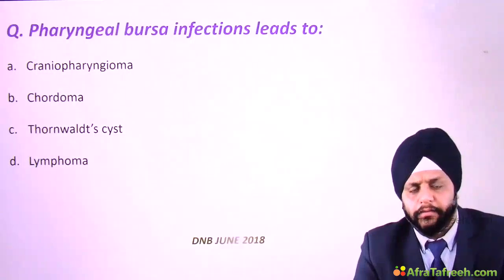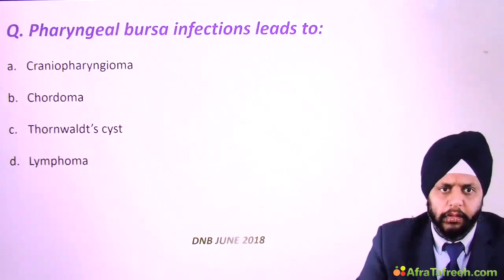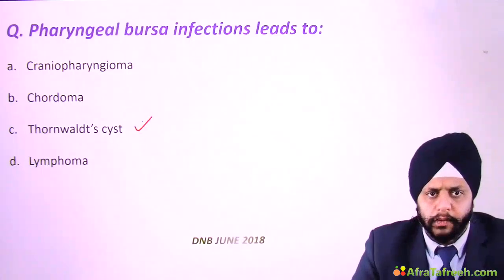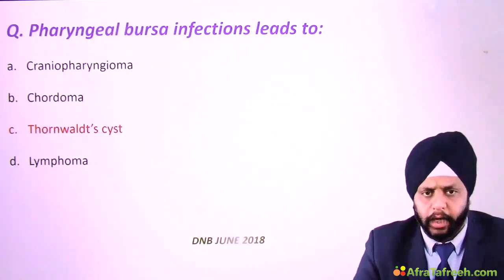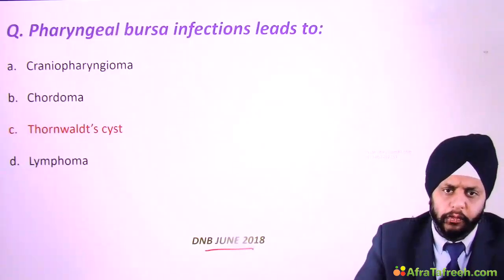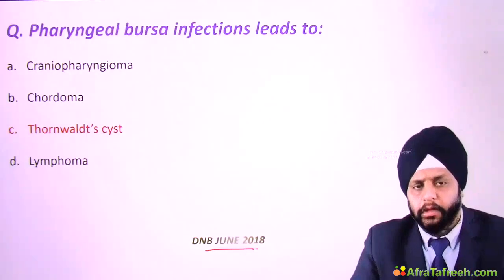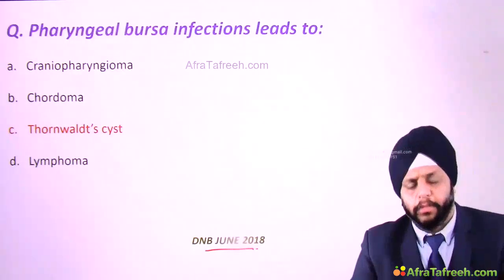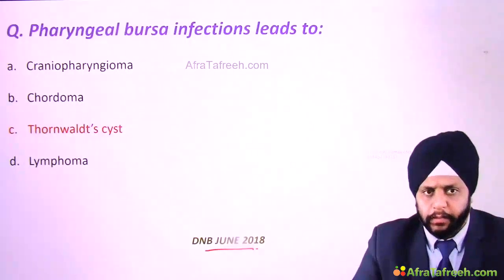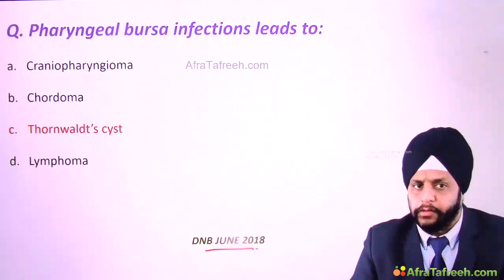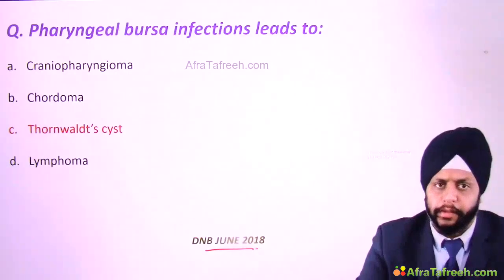All right, now nasopharyngeal bursa infection leads to, the answer is Thornwaldt's disease. So we just saw that, and it was asked in the DNB June 18 exam. So remember, in NEET January 18 it was asked, pharyngeal chordoma arises from, so the answer was nasopharyngeal bursa. Now nasopharyngeal bursa gives rise to, the answer is Thornwaldt's disease.